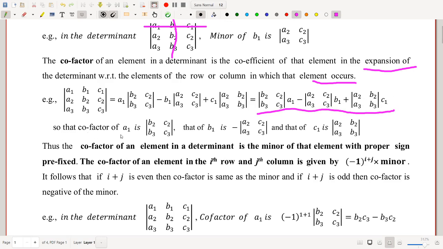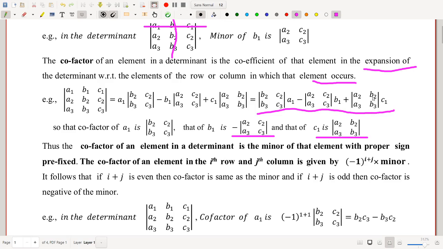Here, cofactor of A1 is this determinant. Why? See, cofactor of A1 is this determinant, so this is cofactor of A1. Now, what is the coefficient of B1? This determinant with a minus sign, so cofactor of B1 is minus of this determinant. This is cofactor of C1. Coefficient of C1 is this, that's why it is cofactor of C1.